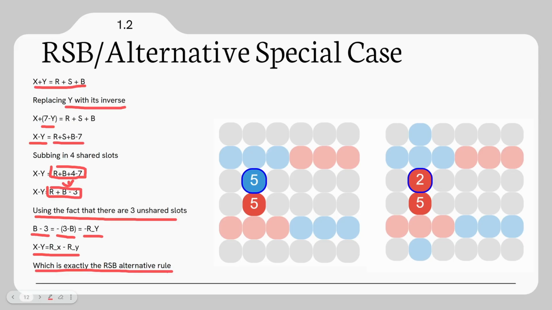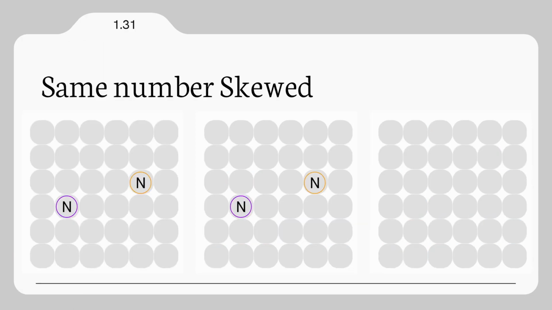Either that, or maybe you're faster with running the rules than the other rules, so you can do this to save some time. Okay, so moving on to section 1.3 now. In this section, we're going to make some observations about skewed numbers.